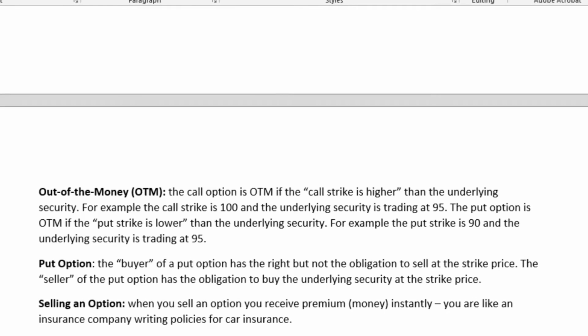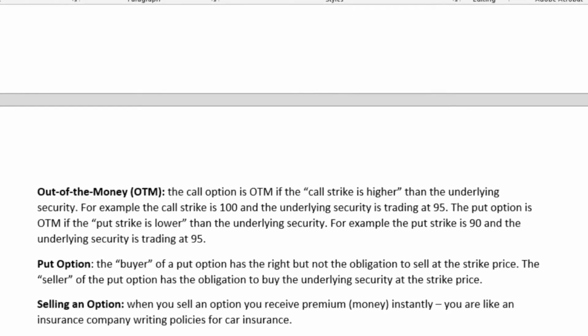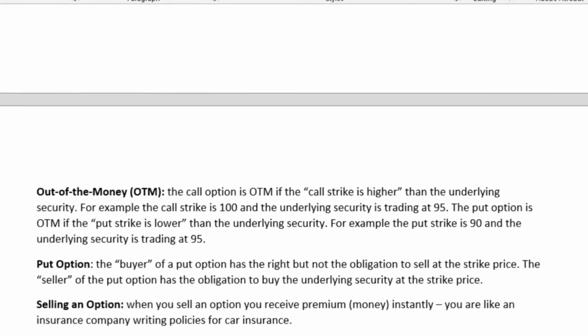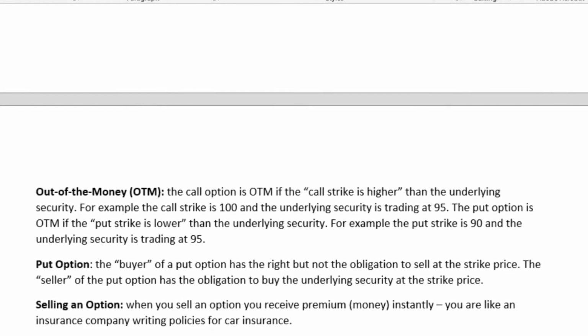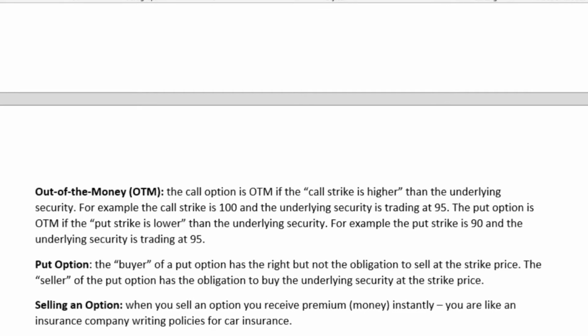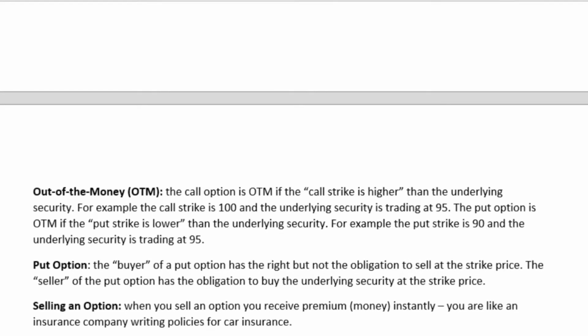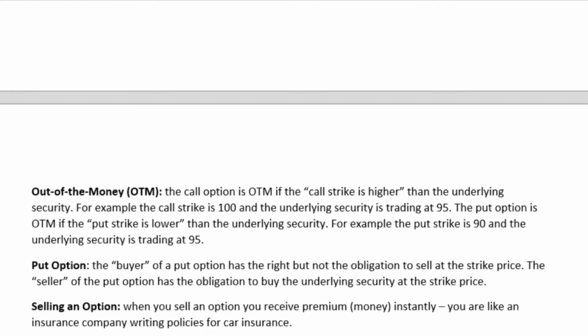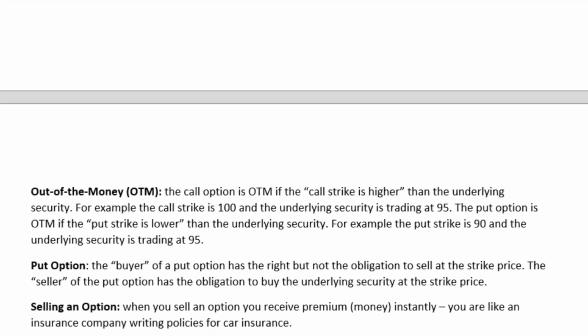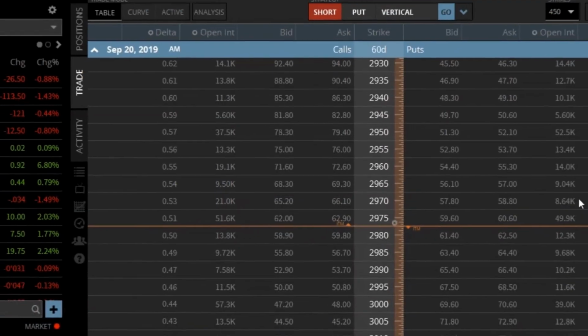The put option is out of the money if the put strike is lower than the underlying security. For example, the put strike is 90 and the underlying security is trading at 95. Okay, we talked about that. The put option: the buyer of a put option has the right but not the obligation to sell at the strike price. The seller of the put option has the obligation to buy the underlying security at the strike price. Okay, so once again, this is showing the concept.